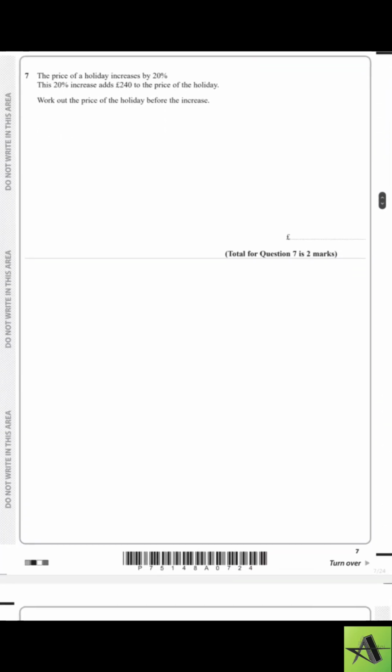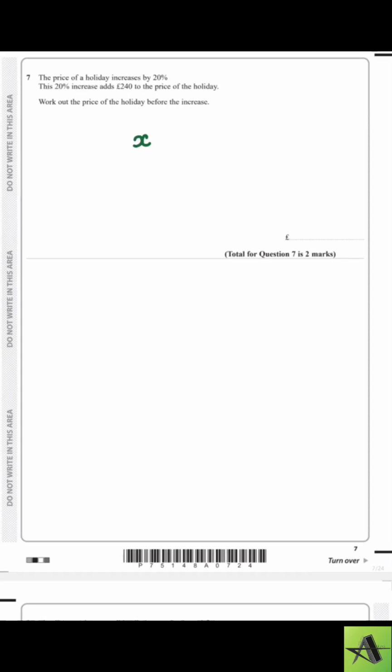The price of a holiday increases by 20%, and this 20% increase adds 240 to the price of the holiday. Work out the price of the holiday before the increase. So it says the price of a holiday increases by 20%, and 20% increase is the addition of 240. So let's say let the price be X. This is the actual holiday price. Now this value is increased by 20%.